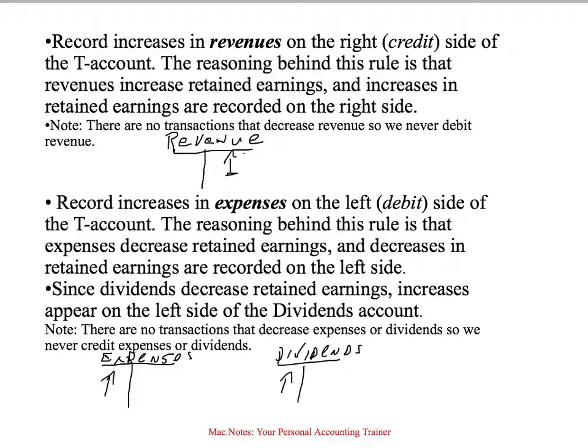Now, because expenses decrease shareholders' equity, we are going to record any increases in expenses on the debit side. Now, there would be no transactions that decrease expenses. Expenses, as you know, only increase. If the company pays dividends, that too reduces the retained earnings or shareholders' equity section, and therefore, because it's a reduction of a shareholders' equity account, it is recorded on the left-hand or debit side.